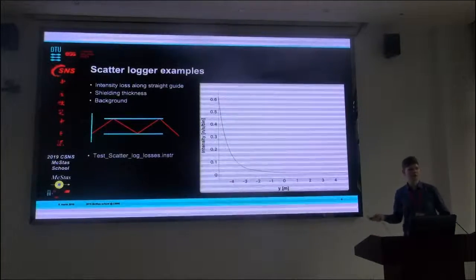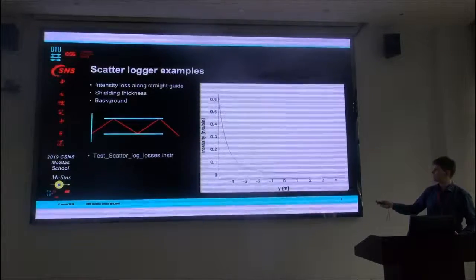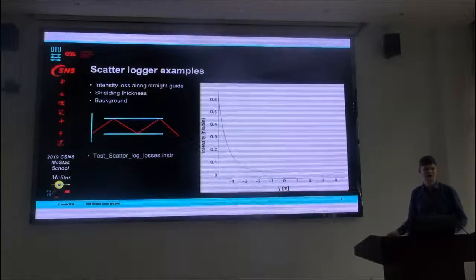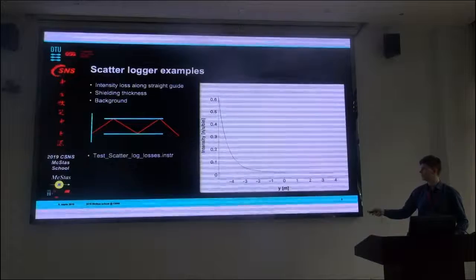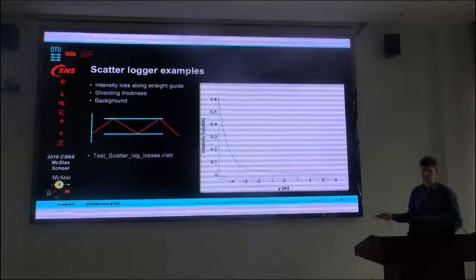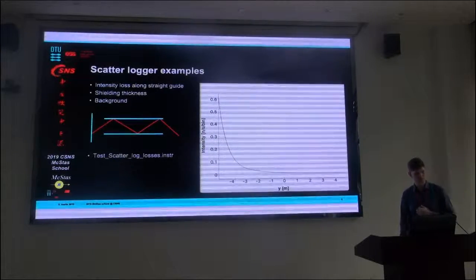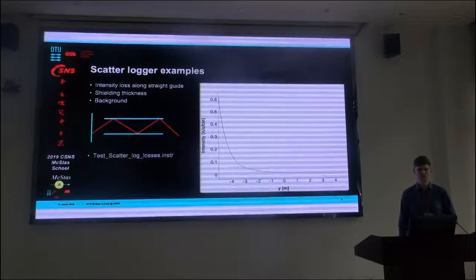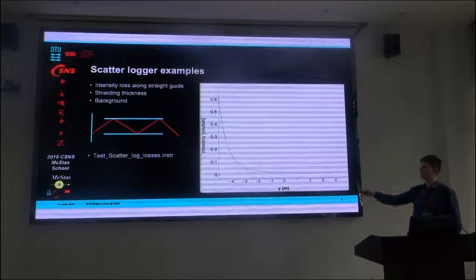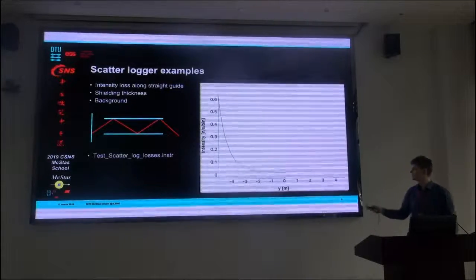The first example of the data from such a scatter logger is the intensity lost. So this is the intensity that leaves the guide at a certain point in the guide. This is a 10 meter long straight guide, and we lose most neutrons at the start. It's probably because they have a very high divergence or weights, so they go out through the guide. And we probably need more shielding in that part.